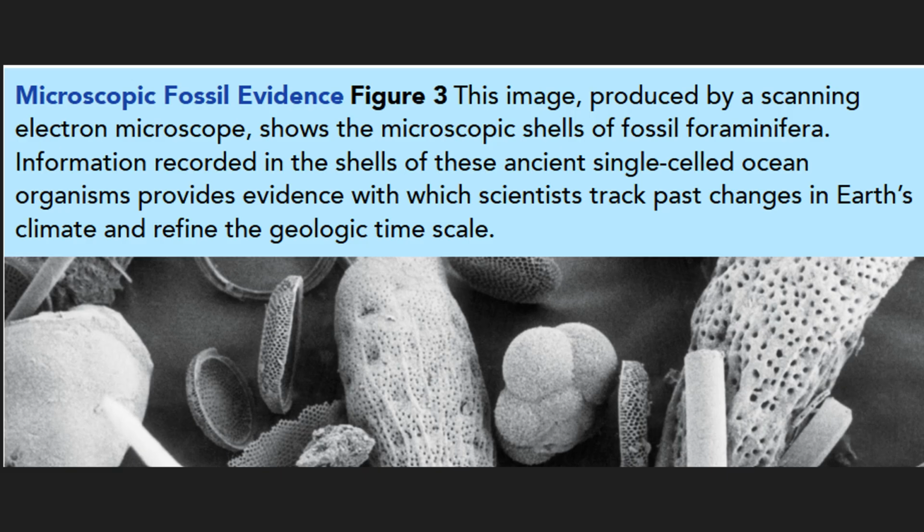Microscopic fossil evidence, figure 3. This image produced by a scanning electron microscope shows the microscopic shell of fossil foraminifera. Information recorded in the shells of these ancient single-celled ocean organisms provides evidence with which scientists track past changes in Earth's climate and refine the geologic time scale.